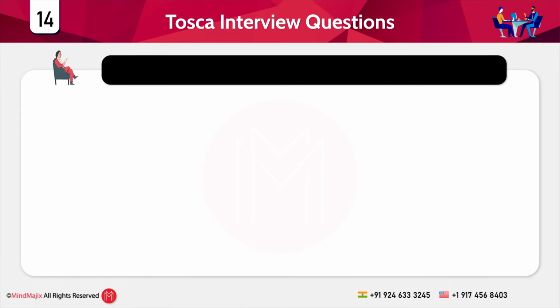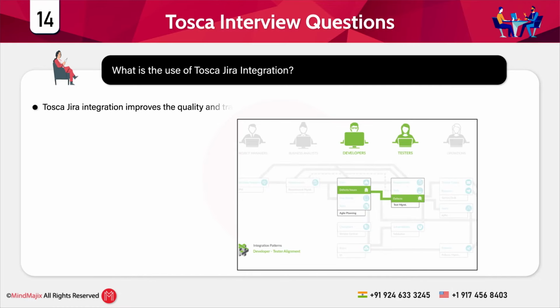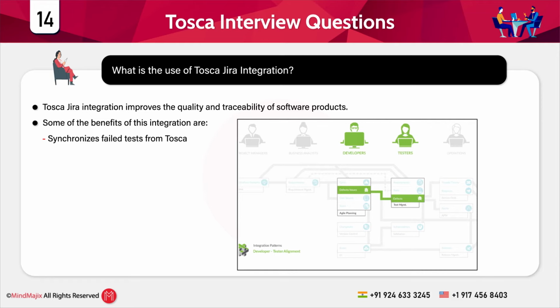The next question is, what is the use of Tosca Jira integration? Tosca Jira integration improves the quality and traceability of software products. And if you talk about the benefits, as you can see on the screen, these are the various benefits. The first one is that it synchronizes failed tests from Tosca. Next, it automatically reports the defects. And the last point is it supports cross-tool traceability. So these are the advantages of the Tosca Jira integration.